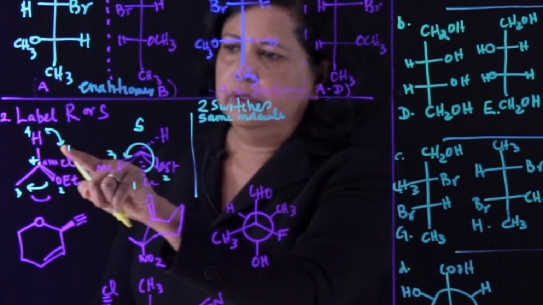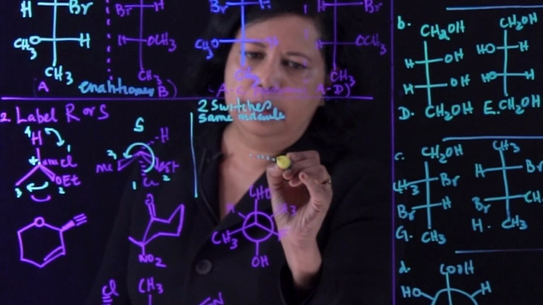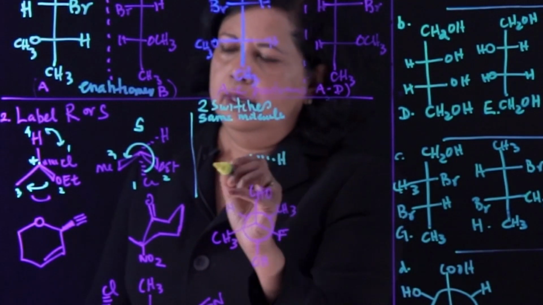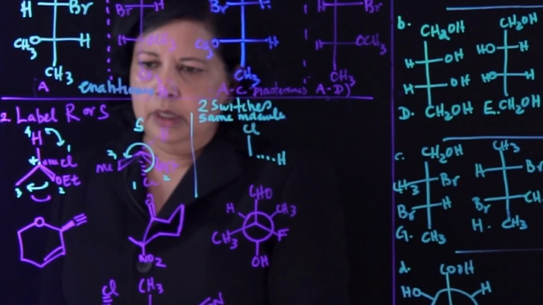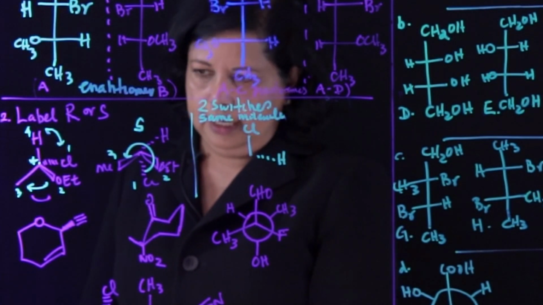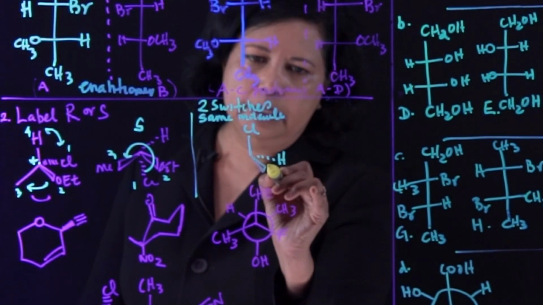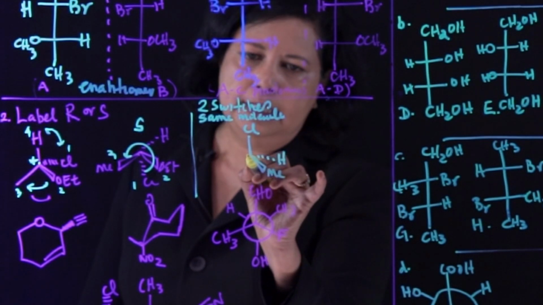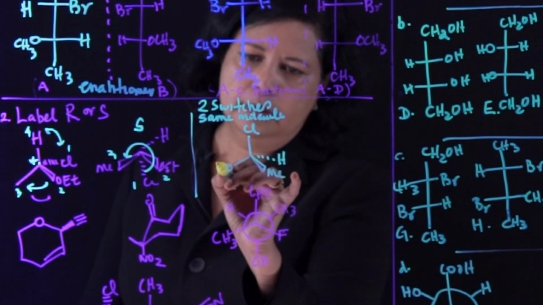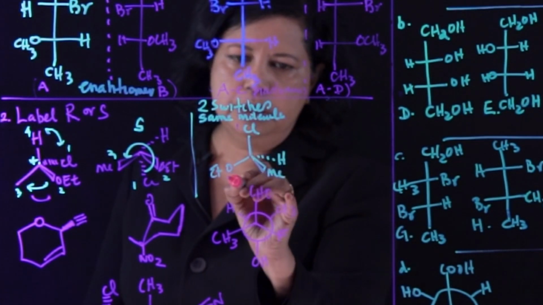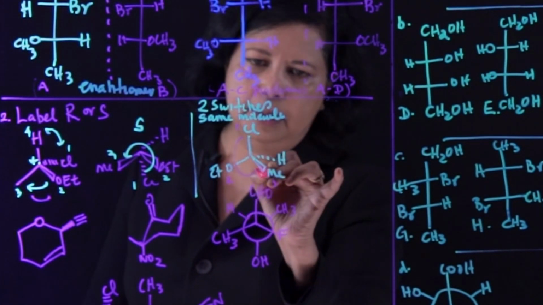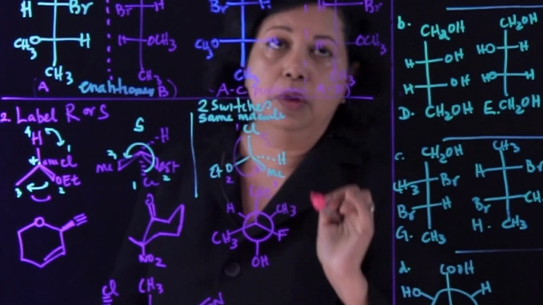So here you're going to have hydrogen go where the chlorine is, and chlorine go where the hydrogen is. In the front, we're going to switch OEt and the methyl. So methyl comes over here, and OEt goes over here. Okay, now hydrogen is inside. Let's try this out. 1, 2, 3, counterclockwise, S, so that did work.